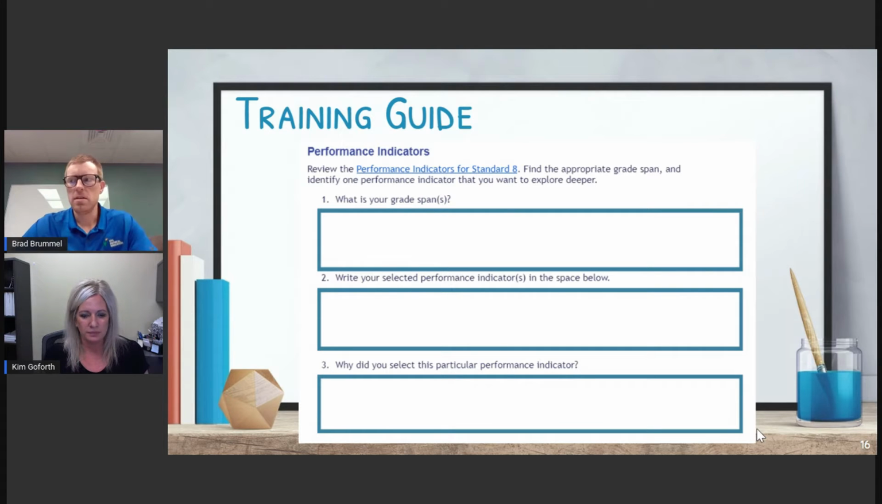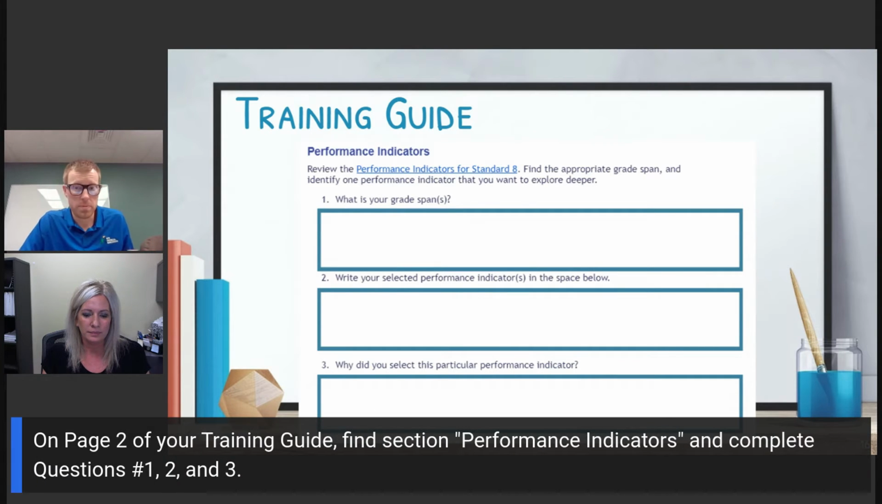You can access the performance indicators here on your training guide. Review your grade span, select a performance indicator that you would like to work with today, and then indicate on question 3 why you chose that specific performance indicator. What is it about that indicator that made you want to work with it a little bit more? So pause the video, take the time. It's always helpful as a teacher if you're familiar with those performance indicators in your grade span. So that's step 1. And then let's go a step further and select one that we're going to work with today.